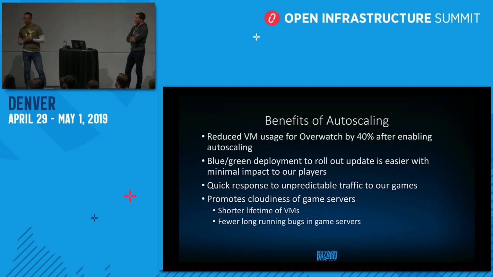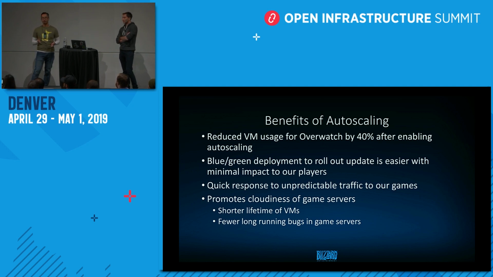And finally, autoscaling also has an additional benefit, what I call cloudiness of game servers. Traditionally, game servers in our cloud had a very long lifetime. They would be up and running for weeks and months on end. But with autoscaling, the lifetime of VMs actually becomes much shorter as you're constantly scaling up and scaling down. So the VMs would potentially only be around for a few days. And with that reduction of the lifetime of VMs, you see fewer of those long-running bugs that you usually see, like memory leaks or connection leaks.